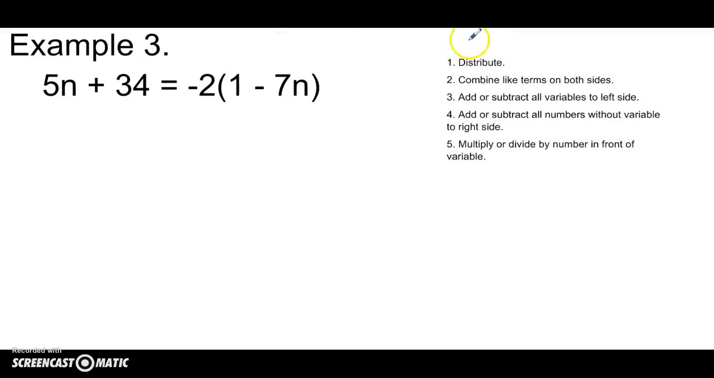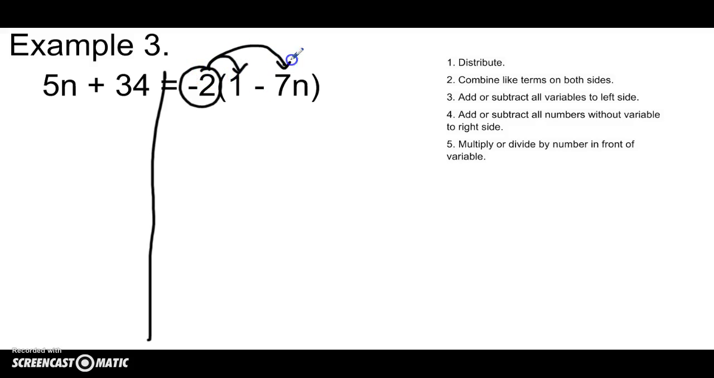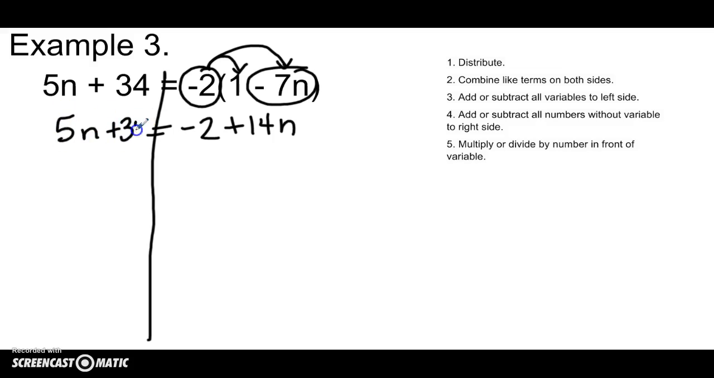All right, this last example, step 1 says distribute. And I see a number right next to my parentheses on the right side of my equation. So first, I'm going to go ahead and distribute. So I know that I need to take my negative 2 and multiply it through to my positive 1, and then multiply it through to my negative 7n. When I do that, I'm going to have negative 2 plus 14n. Bring down the left side, 5n plus 34.